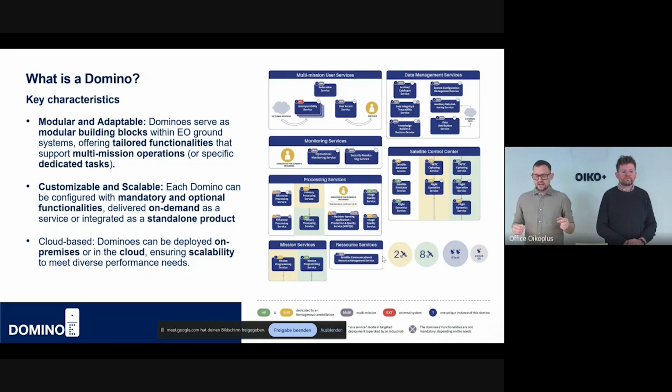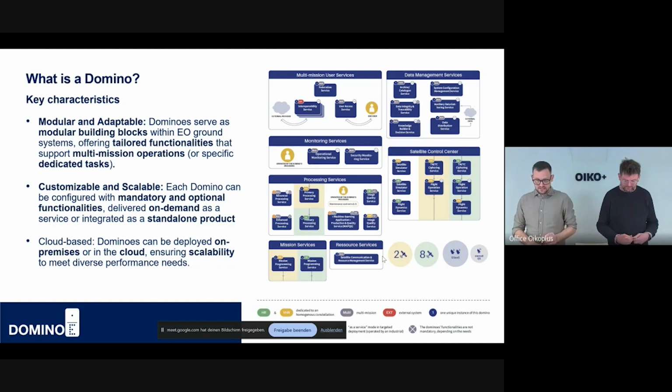Think of a domino as a sort of self-contained building block within an Earth observation ground system, and each of these dominoes is designed to perform a specific task or set of tasks, either for a single mission or across multiple missions. So dominoes are basically modular and adaptable, meaning that they can be developed and maintained independently. They are deployed independently without depending on or disrupting the rest of the system. So you can plug them in, but also take them out again. And this gives us low coupling and makes integration much, much easier.